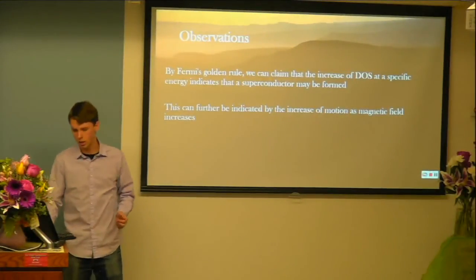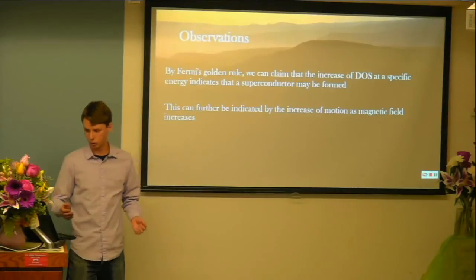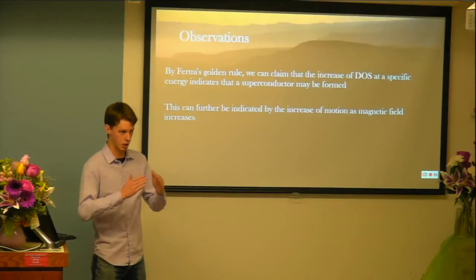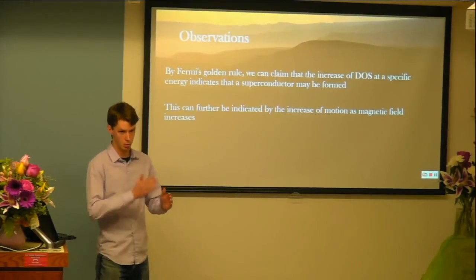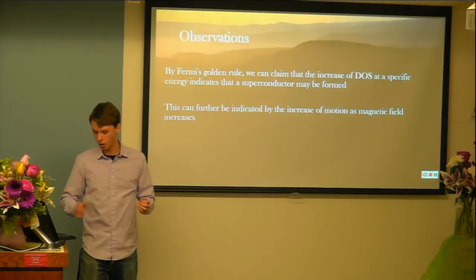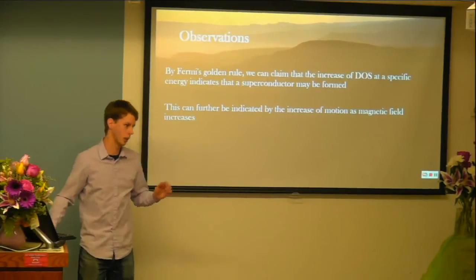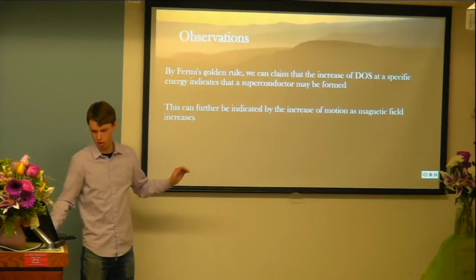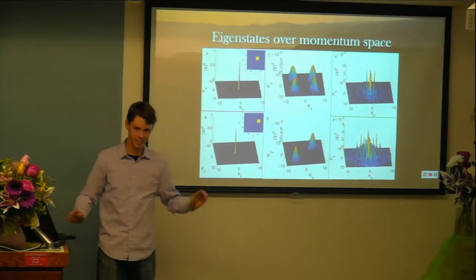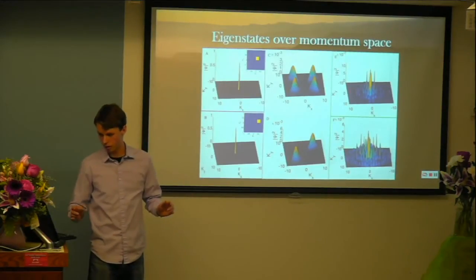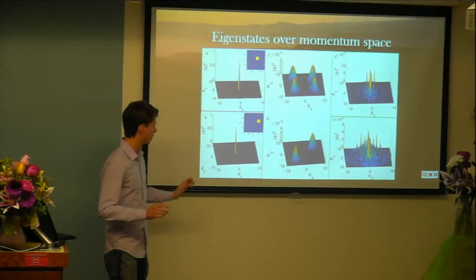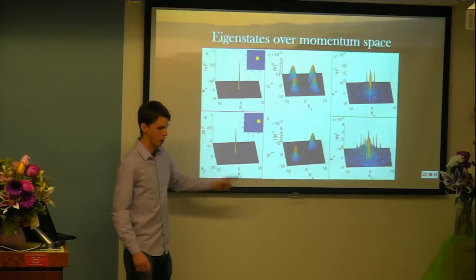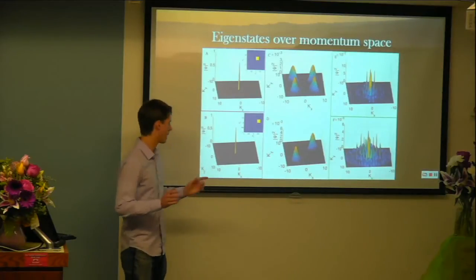Okay, so some observations that could be made here, again by Fermi's golden rule. We can claim that as the density of states increases at one specific energy, you could maybe see a superconductor being formed. Further indication of this was found when looking at the eigenstates found through this experimentation. I'm not going to show all of them because there's a lot, but I picked a specific few. When the B field is 0, I believe this is the first eigenstate and the third one, according to our graphs on an earlier slide.